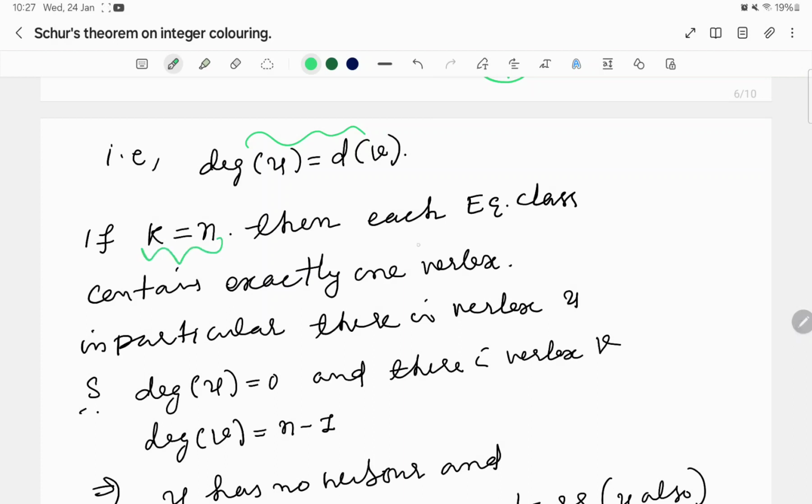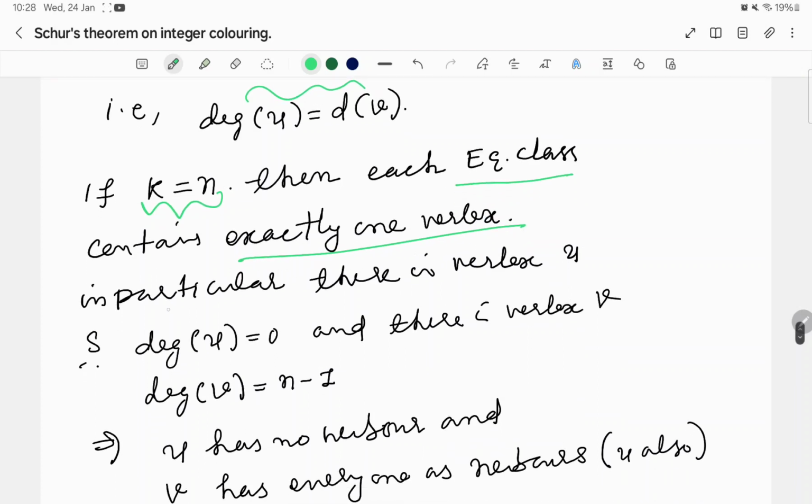If k is equal to n, then each equivalence class contains exactly one vertex. There is no other way, right? Now in particular, if you look at the equivalence class of 0, 0 is a possible degree. So that contains one element, so let it be u. So degree of u equals 0. There is a u such that degree of u equals 0, and also there is a v such that the degree is n minus 1, because every equivalence class contains exactly one element.